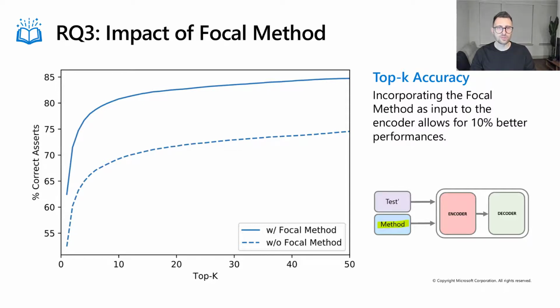The figure here shows the top K accuracy for the models with and without the focal method. The solid line represents the performances of our best model, BART English plus code. The dashed line instead represents the model with the same level of pretraining, but fine-tuned without the focal method. We can see that the focal method allows for 10% better performances in top K accuracy. This means that a generic code completion model will not outperform this model, and that the focal method provides essential information for the model.